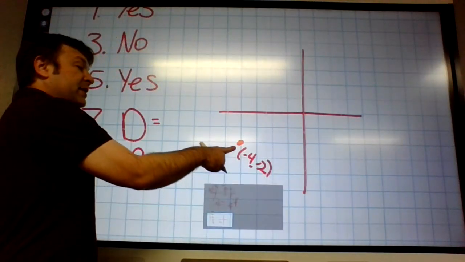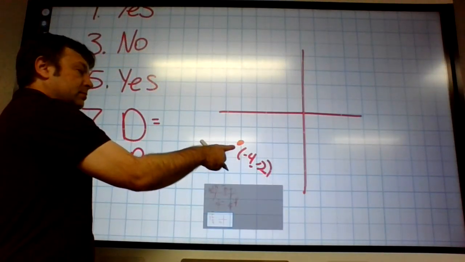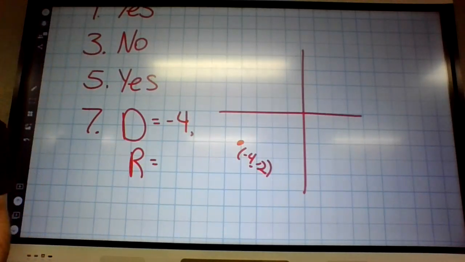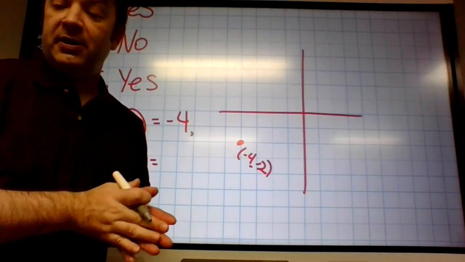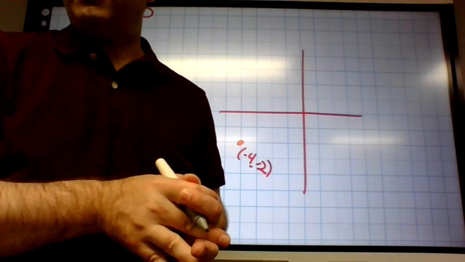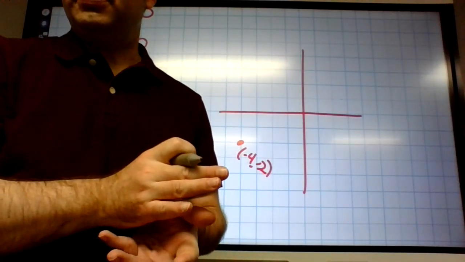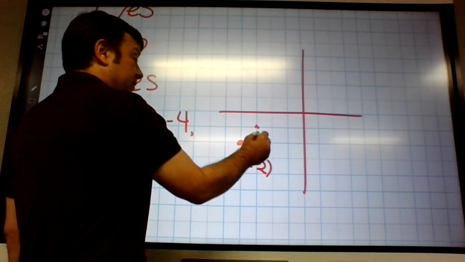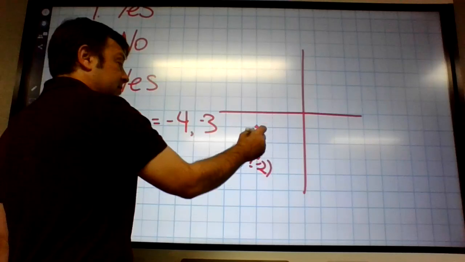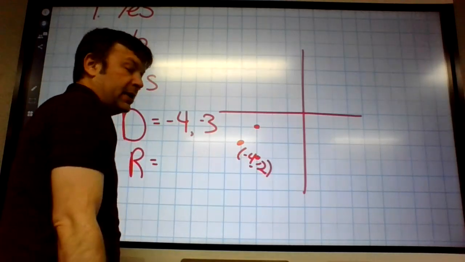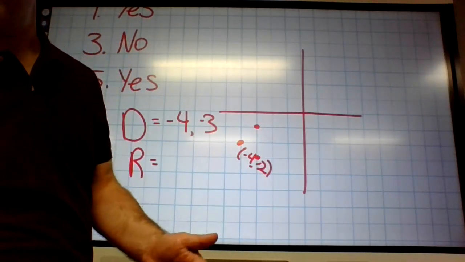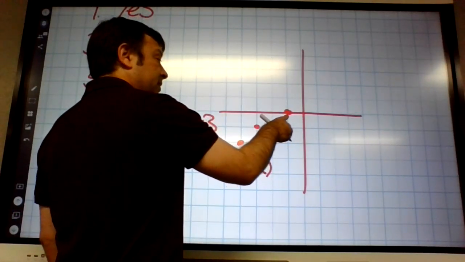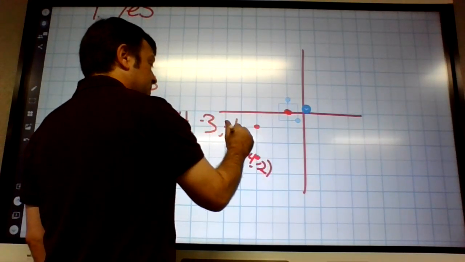What is the x value for this point? -4. So in our domain, -4 would be the smallest x value. If I move 1 step to the right, what's the next x value? -3. There are 2 points at -3. Okay, and then if I move, what's the next x value? There's a point right here. What's its x value? -1.